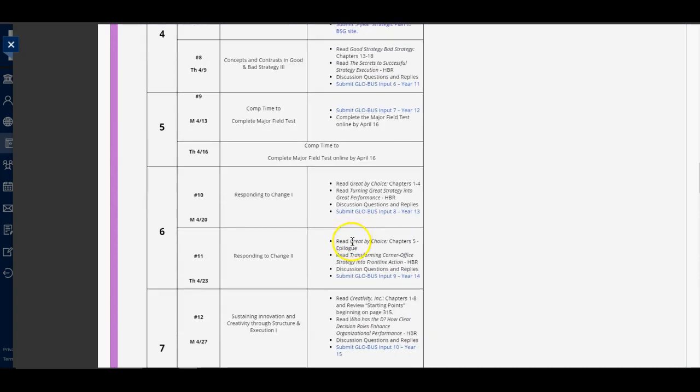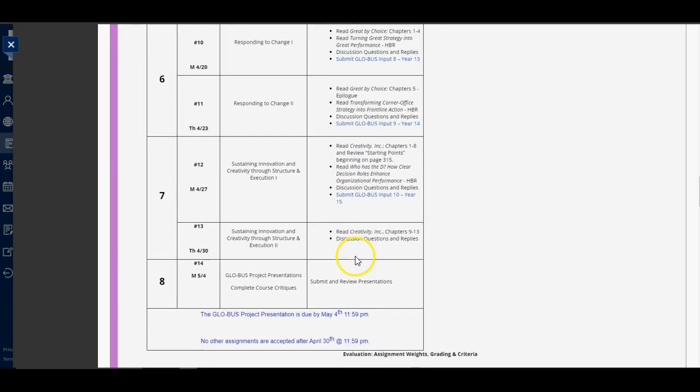The last game input is due on lesson 12, which gives you time to prepare your final project presentation, which is due not later than May 4th. Graduation is on May 6th, so there's no possibility of an extension here.